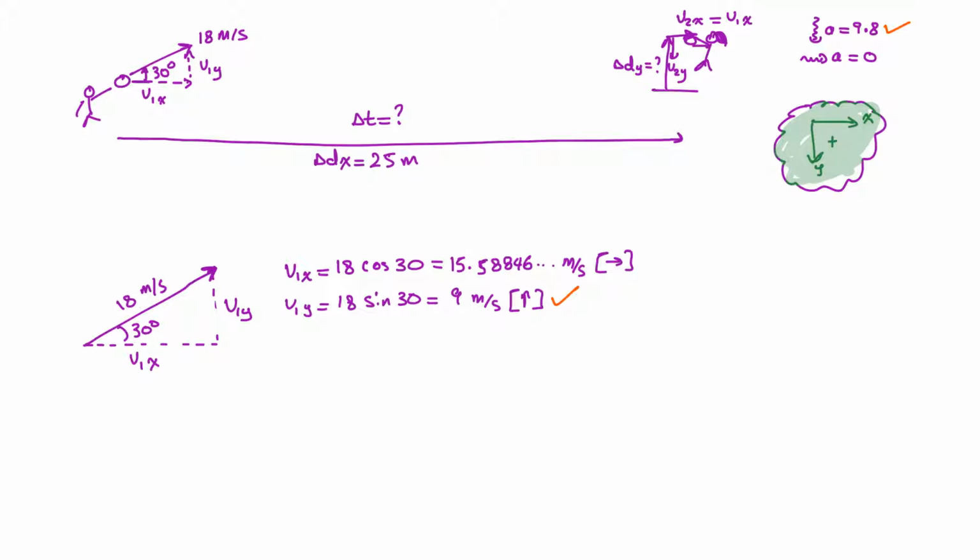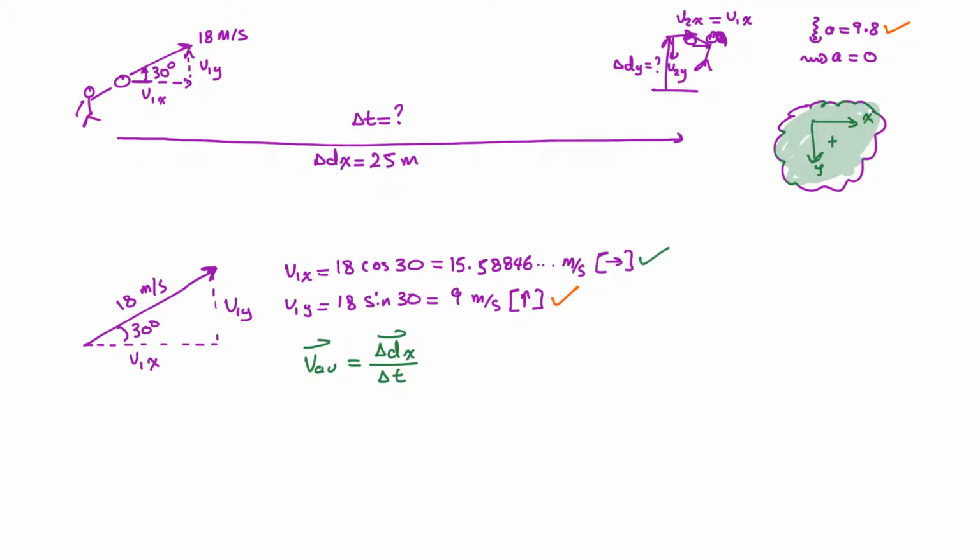I'm going to use the lovely color of green here. In the x direction, I do have the velocity. The velocity isn't changing since there's no acceleration, and therefore I can use the average velocity equation, which states that average velocity, because it's constant, is equal to the displacement over time.